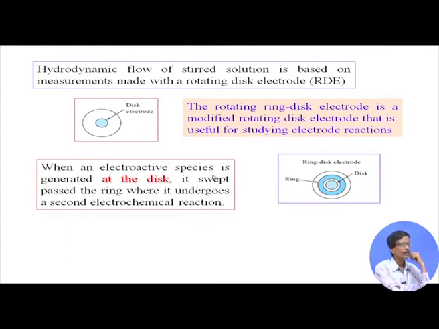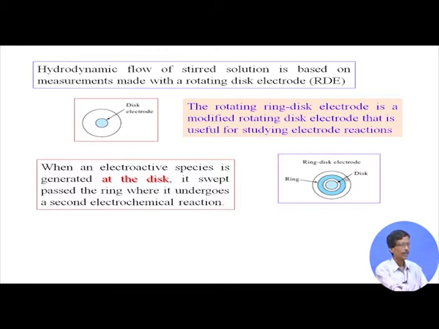So, when an electroactive species is generated at the disc, so disc is basically generating that electroactive species. That means if the disc is supplying that electron for your reduction of your O2 species, it is forming your O2 minus, the oxide ion. But in this particular case, when it is rotating, it is swept past the ring where it undergoes a second electrochemical reaction.